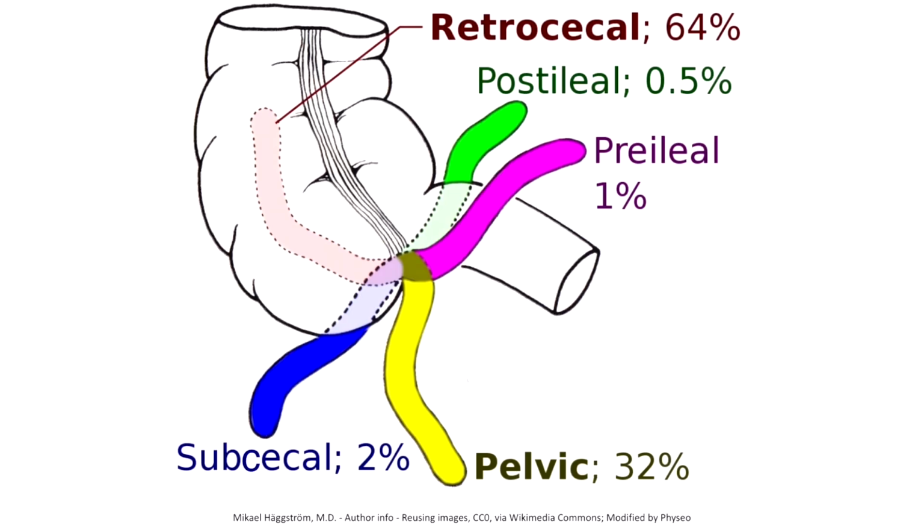Let's talk about different locations of the appendix. The most common location of the appendix is retrocecal, followed by the pelvic area. There are other locations where we may see the appendix, which include subcecal, pre-ileal, and post-ileal regions, but these are relatively rare. Location is very important because clinical presentation can vary according to it.